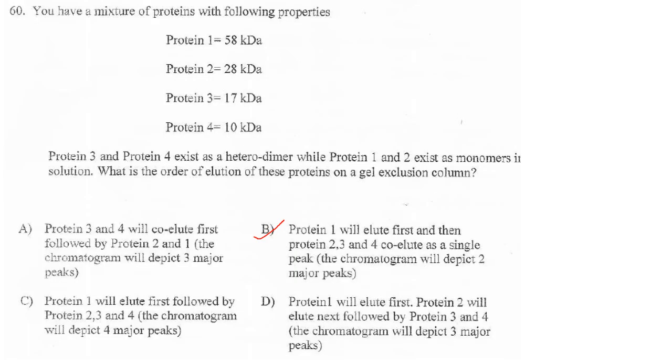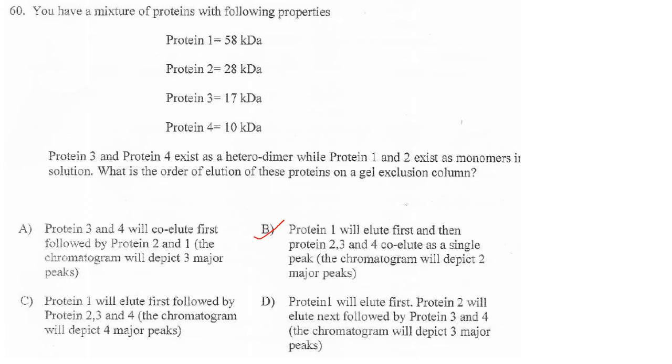Then you have a mixture of proteins with the following properties. So protein 1 is 58 kDa, 2 is 28 kDa, 3 is 13 kDa, and 4 is 10 kDa. Protein 3 and protein 4 exist as a heterodimer, while protein 1 and 2 exist as monomers in the solution. What is the order of elution of these proteins on a gel exclusion chromatography? So a gel exclusion chromatography, it separates proteins solely on the basis of molecular size. Larger protein molecules emerge first from the column.